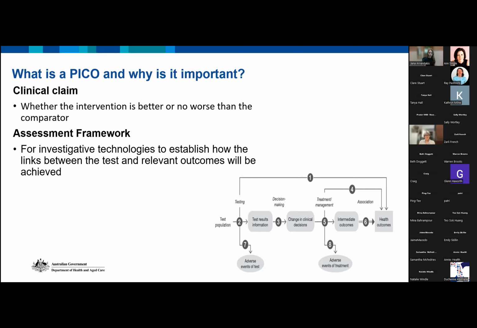So this figure on the slide represents the generic, what we call assessment framework, used to describe how the assessment report will link the evidence available for the test to the evidence available for the health outcomes. I won't go into this in detail, but what's important to take away is that each step denoted by the numbers in the figure can lead to the development of one or more additional research questions to be addressed in the assessment report.